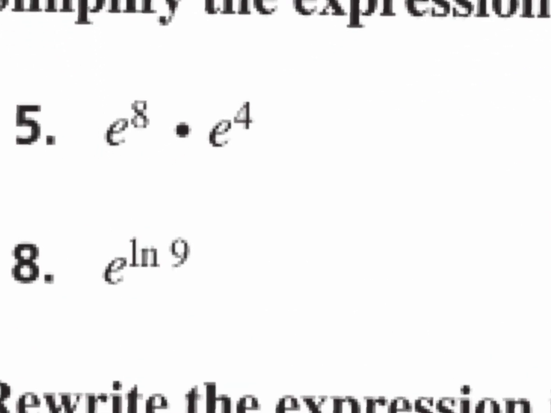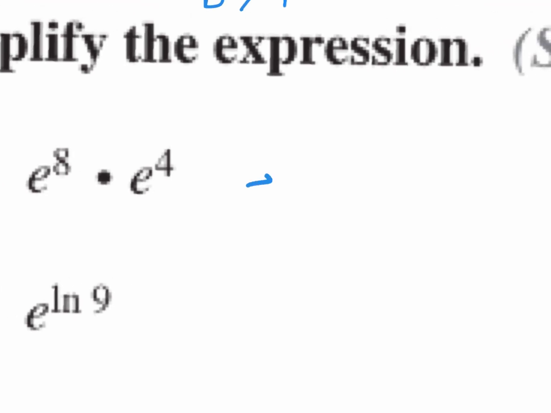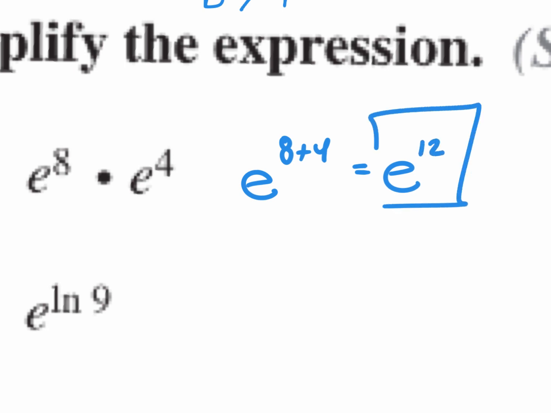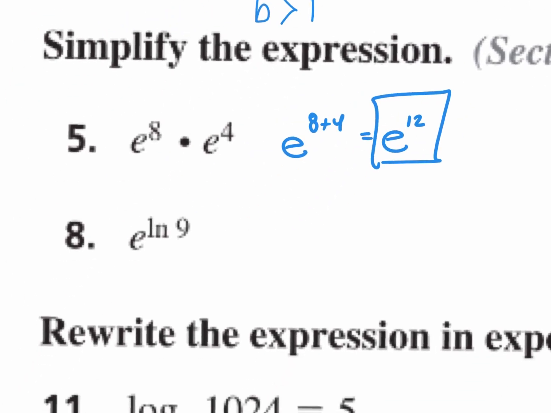If I look at number 5, I have e to the 8th times e to the 4th. Do you guys have the same base? Yes, so then what do you do to exponents when it's the same? So 8 plus 4. So you would simplify this to e to the what? Perfect. That's it. That's showing me all the work I need to see. Guys, I'm going to work up and down just so I'm not going back and forth like that.